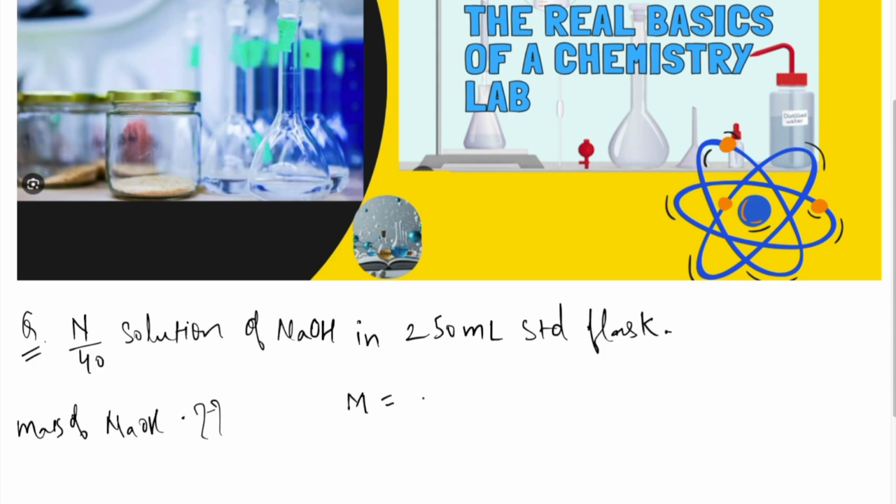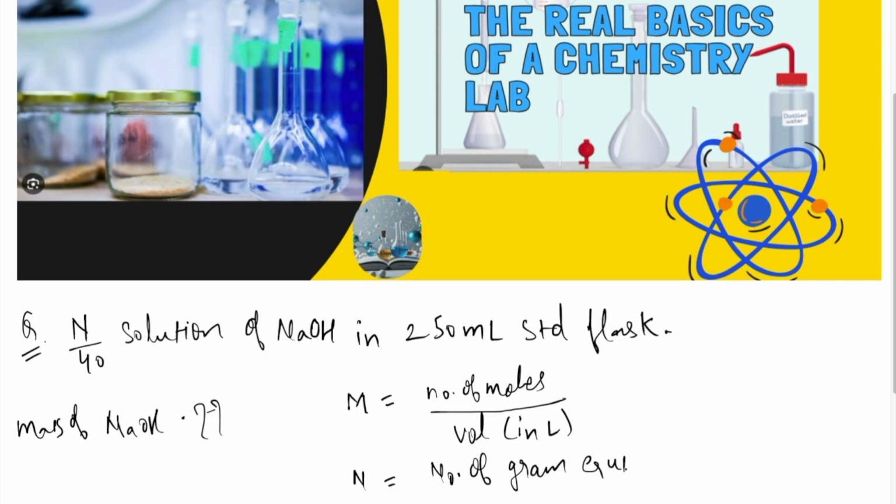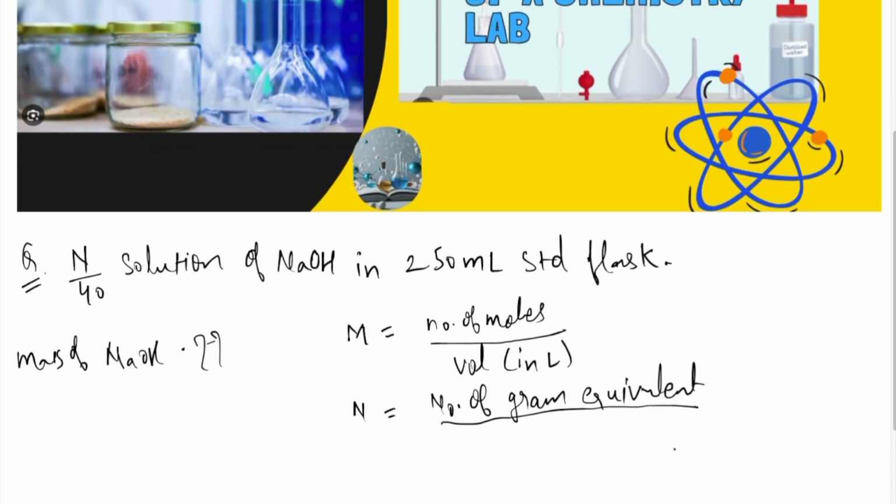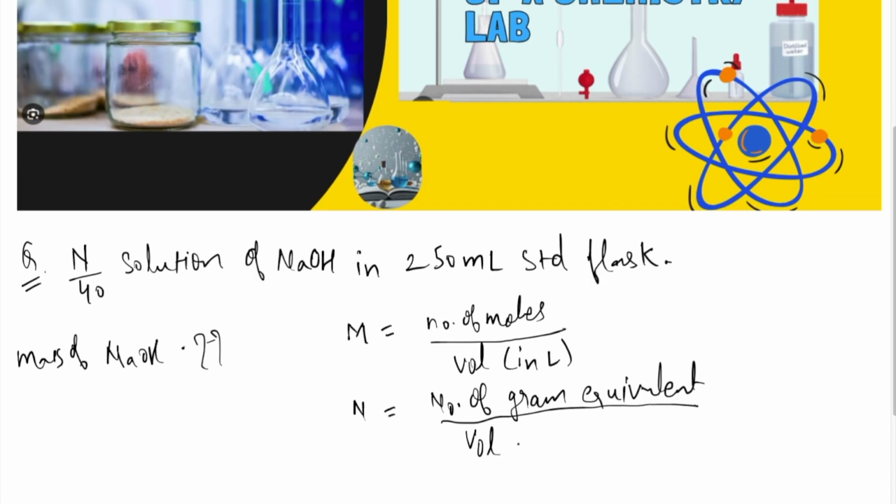Molarity is equal to number of moles divided by the volume of the solution in liters. But here we are supposed to make N/40 rather than molarity. So N is nothing but number of gram equivalents divided by volume in liters.